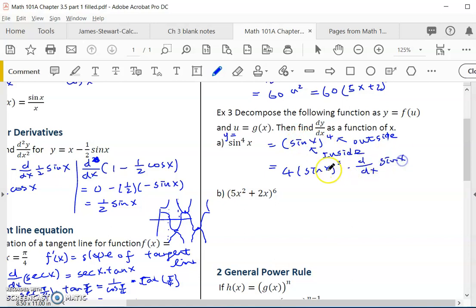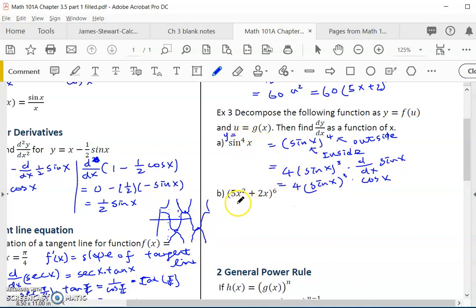You see, when I do this without the u, I just keep on writing sine x. I don't change it. It's kind of like a placeholder. Now I do the derivative of this, so that equals 4 sine x cubed times cosine x. That is the derivative of sine x to the 4th.